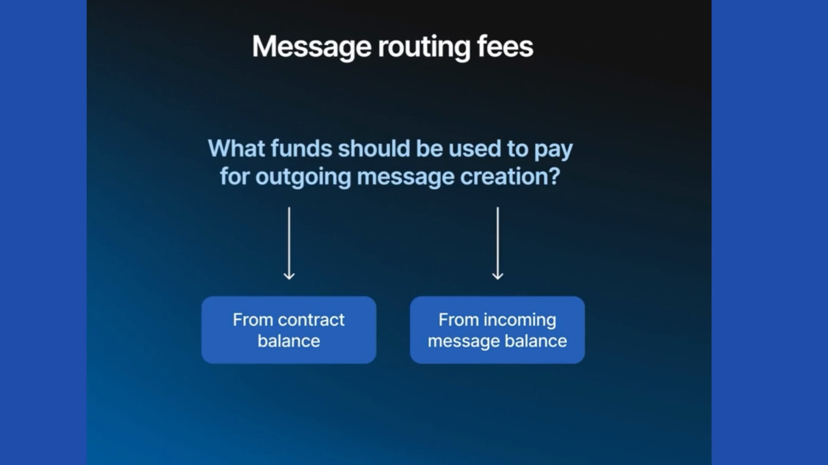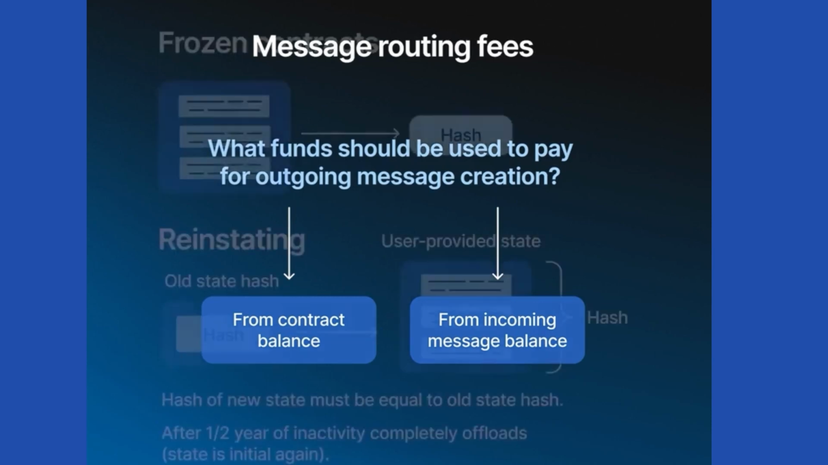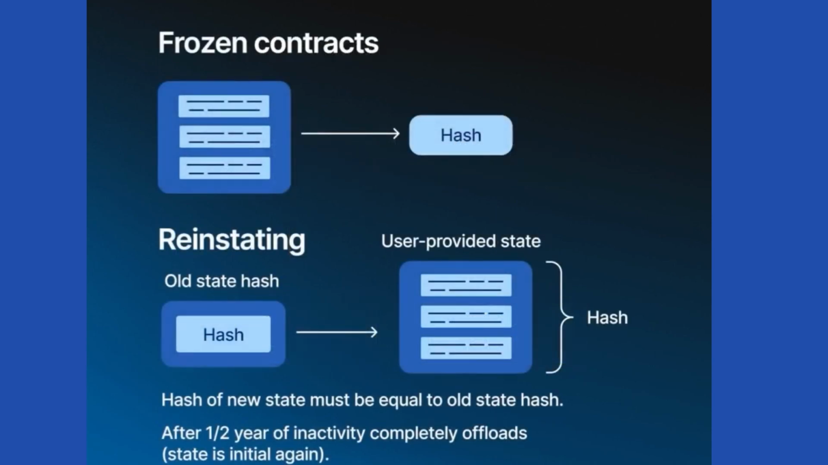There is another consideration regarding rent. If the contract runs out of funds because of the rent, then it may become frozen. This means that the network will offload all of its data and replace it with the cryptographic hash of its latest state. This means that the data is not lost, but the network optimizes the storage and offloads expensive data out of the storage of the validators.